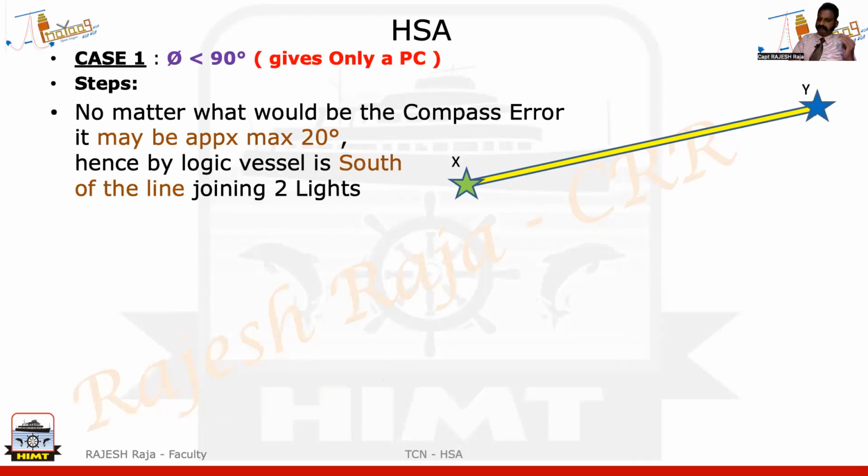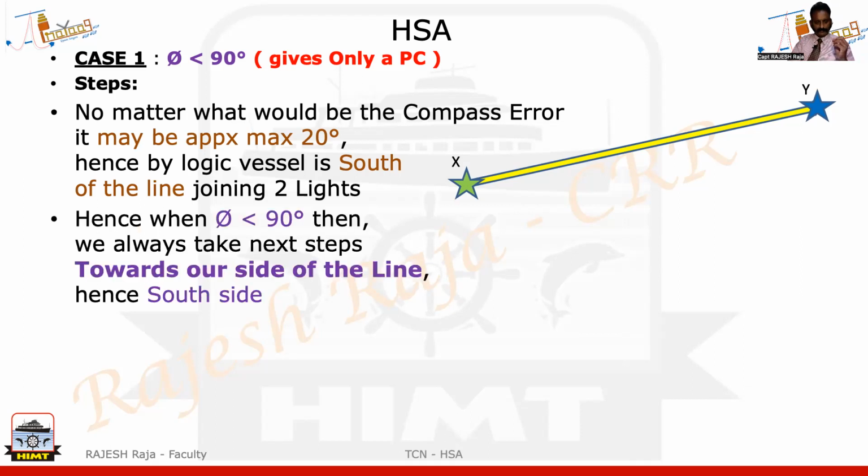Even though I use the compass rose, which is based on true, why am I so confident that I can still use the compass rose and get a correct value? Because compass error may not be more than maybe 10, 20 degrees. So still your judgment of south and north of this line will still come correct. So please use it without any hesitation.